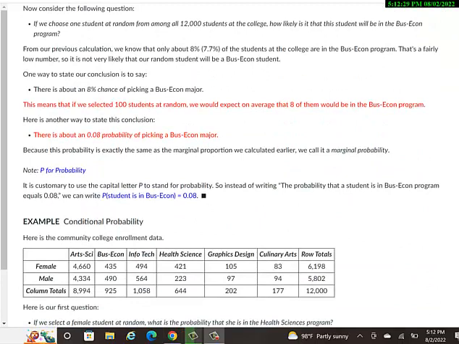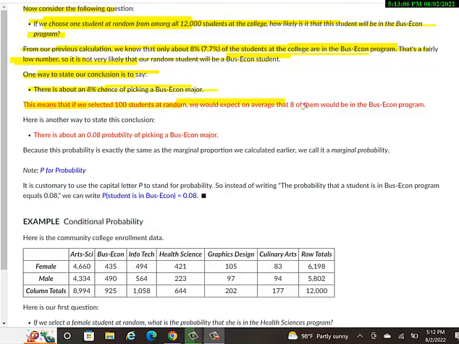So okay, now let's consider the following question. If we choose one student at random from among all the 12,000 students at the college, how likely is it that this student will be in the business economics program? From our previous calculation, we know that only about 8%, but exactly 7.7%, or more precisely I should say, of the students at the college are in the business economics program. That's a fairly low number, so it's not very likely that our random student will be a business economics student. One way to state our conclusion is to say there is about an 8% chance of picking a business economics major. This means that if we selected 100 students at random, we would expect an average of 8 of them to be in the business economics program.